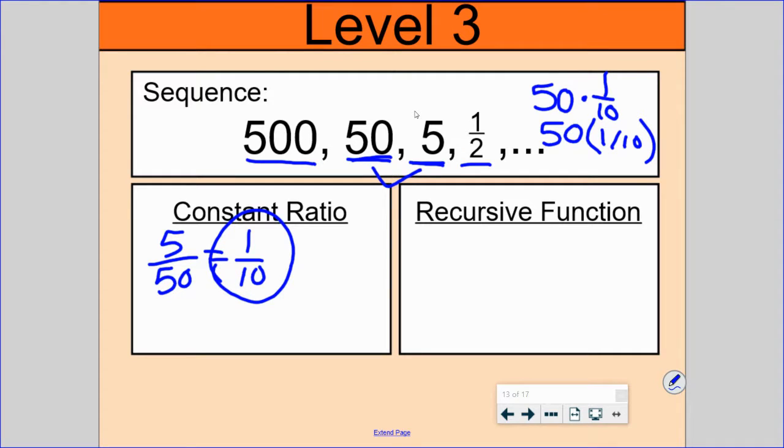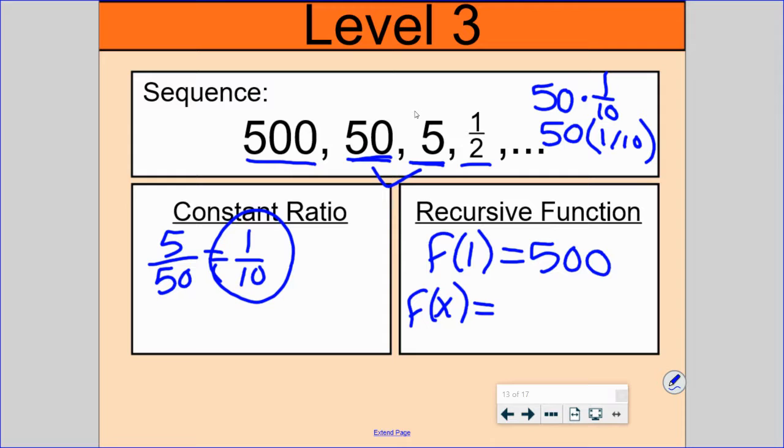All right. Okay, our first term on our recursive function, which we're practicing for this section of this unit, is we're going to state the first term in the sequence is 500. And you also need to state what is happening every time. So for any term in the sequence, that's equal to the term before it, and multiply that by our constant ratio. And there we have it, our recursive function of a geometric sequence.